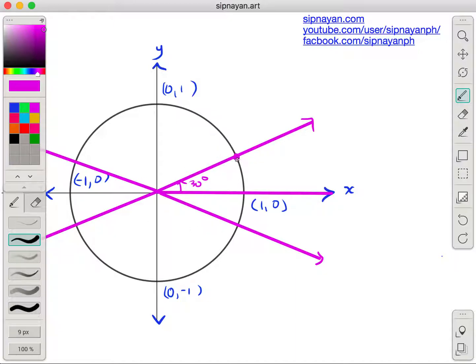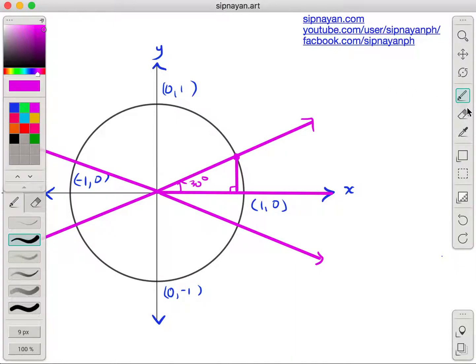Okay, so, if I drop a line segment, which is perpendicular to the x-axis, mangyayari is mag-form ako ng triangle. I form this triangle, which is a right triangle. And kung napanood yung previous video, we did the same. So, pag 30 degrees dito, ibig sabihin ito 60 degrees. Sa previous video, ang ginawa natin was 45. So, meron tayong 30, 60, 90 na triangle. And we want to find the coordinates of this point.